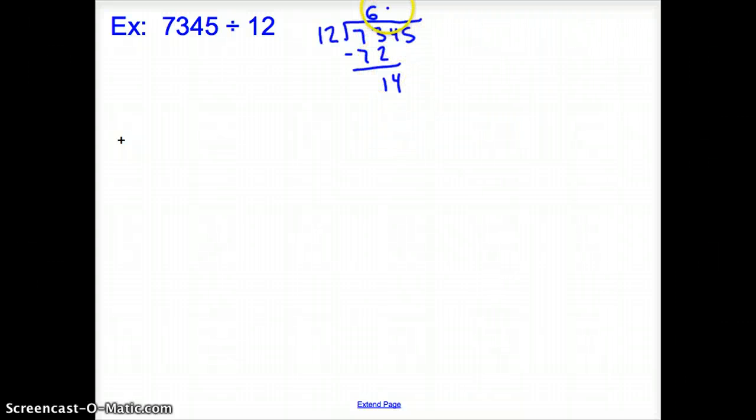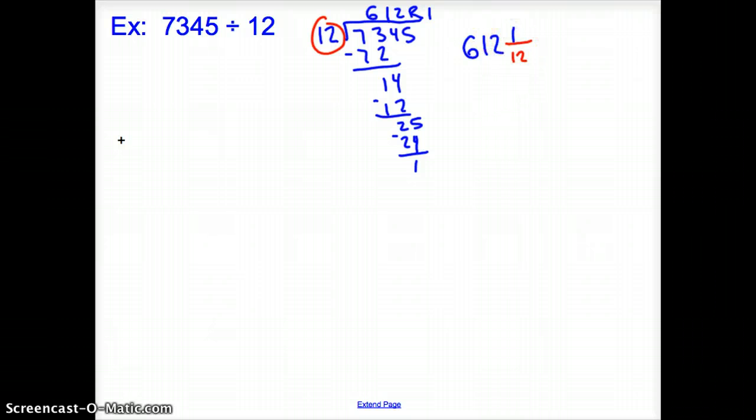12 goes into 14 only 1 time. So 1 times 12 is 12. Again, we subtract. So it's 25 now. Now 12 goes into 25 twice. So we have 24, then we subtract, and it turns into a 1. What is this 1, ladies and gentlemen? It is a remainder, right? Most of the time you would put remainder 1 in elementary. Well, now we go 6, 1, 2, and with the remainder we put this 1 over, what are we dividing by? We are dividing by 12, so we are going to put it over 12 for our answer.